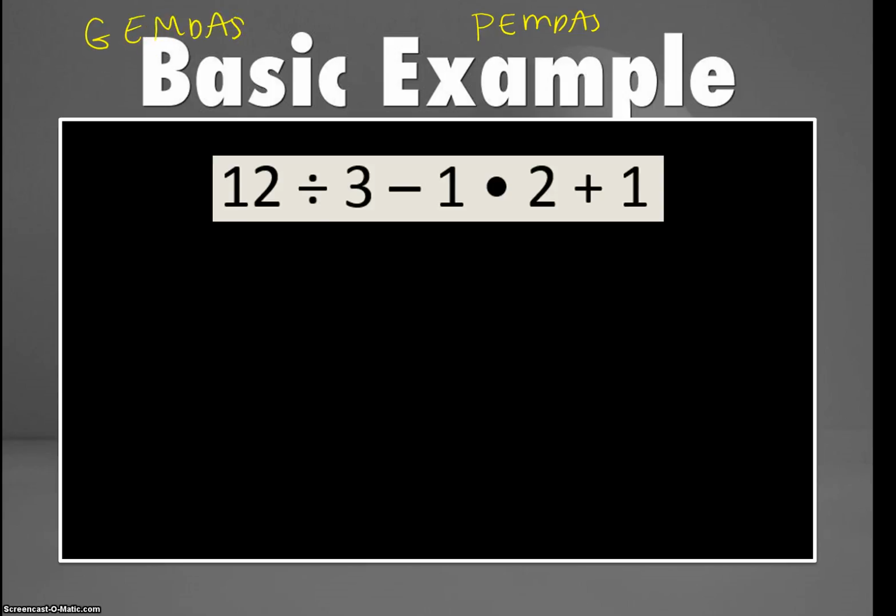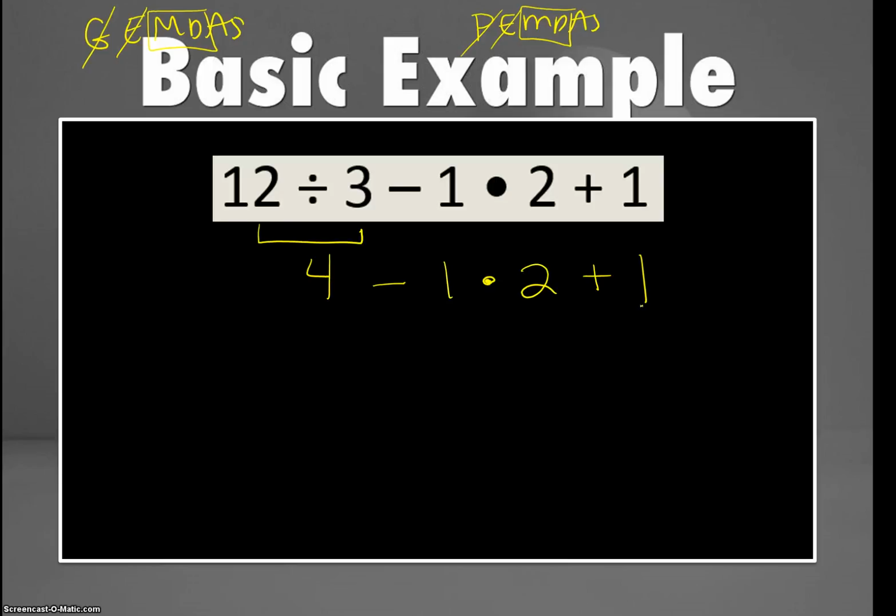There are no grouping symbols, so right away I can ignore that. There are no exponents, so right away I can ignore that. Multiplication and division always happen from left to right. So I see division before multiplication, so I'm going to divide first. 12 divided by 3 gets me 4, and once I do an operation, it's the most correct to write down the rest of your math expression.